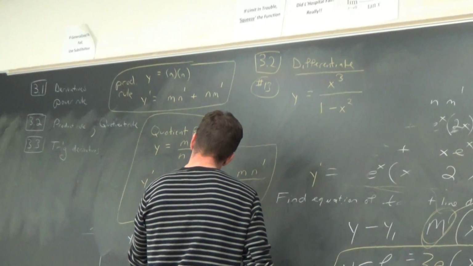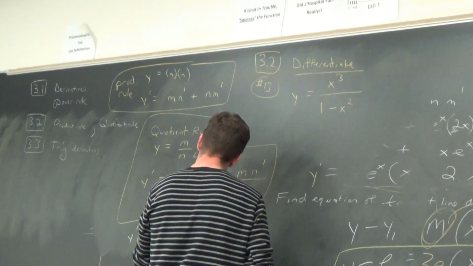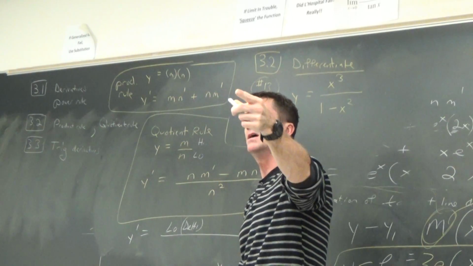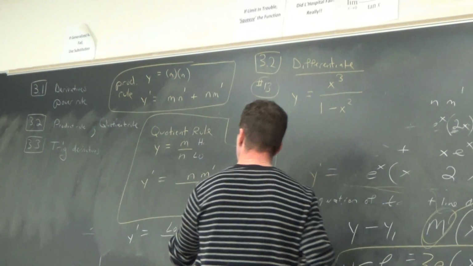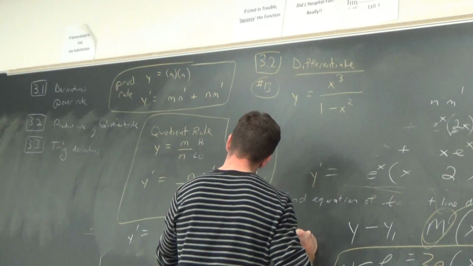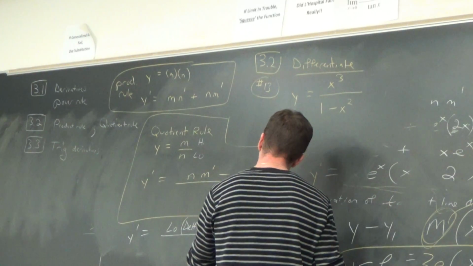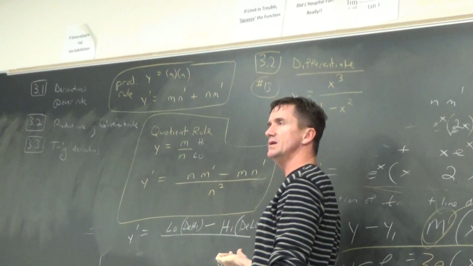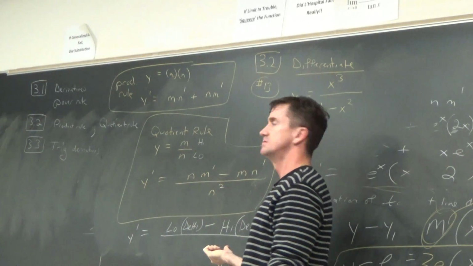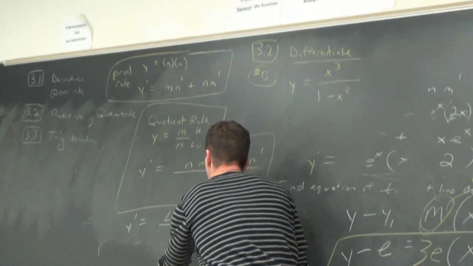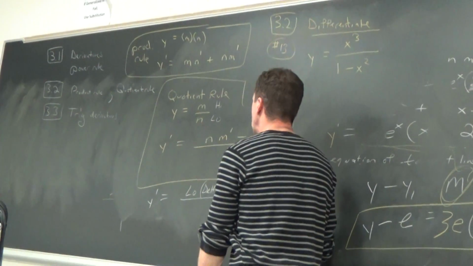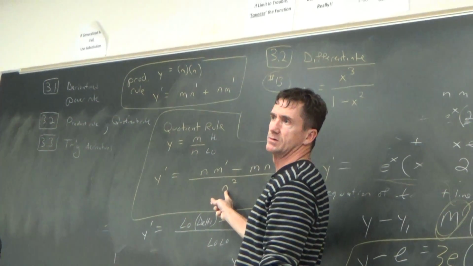Low, let's say D high. What does D high stand for? Derivative of the high. So low D high minus high D low. What does D low mean? Derivative of the low. All over low low, meaning I multiplied low times low, low squared.